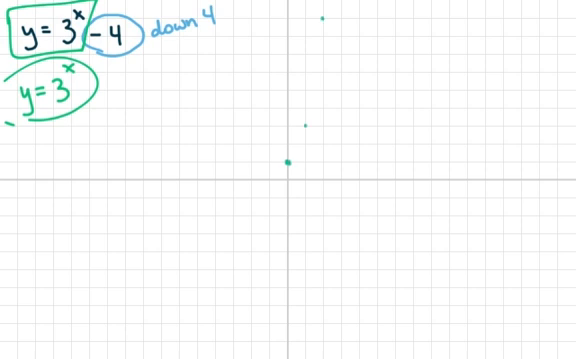Okay, we always know it goes to this point right here on the parent graph, (0, 1), and it goes up exponentially, which means it goes up really fast. So it looks something like this. And I know on this side it approaches 0, but it doesn't ever touch it. So there's my parent graph.